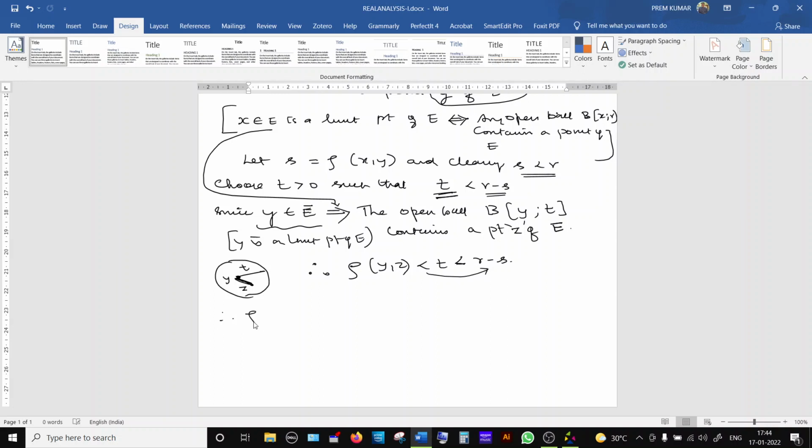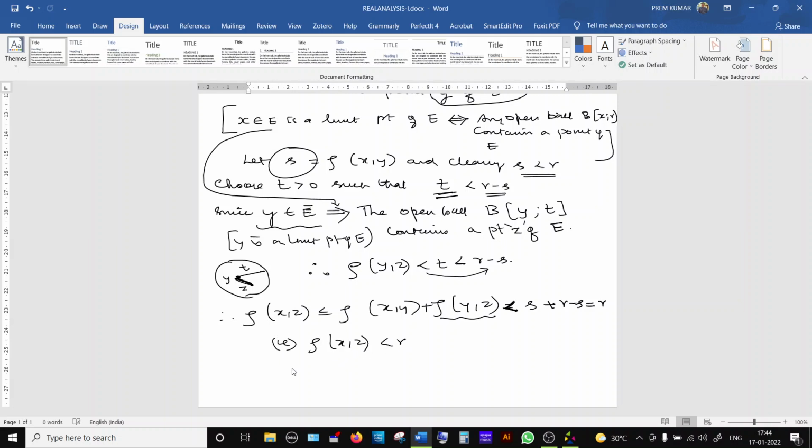Therefore, now we are going to use the triangle inequality. The distance between X and Z is less than or equal to the distance between X and Y plus the distance between Y and Z. But what is the distance between X and Y? It is equal to S. And what about the distance between Y and Z? That is less than R minus S. So we put the symbol less than R minus S. But what is the final answer? The distance between X and Z is less than R, which implies, what can you tell about this Z?